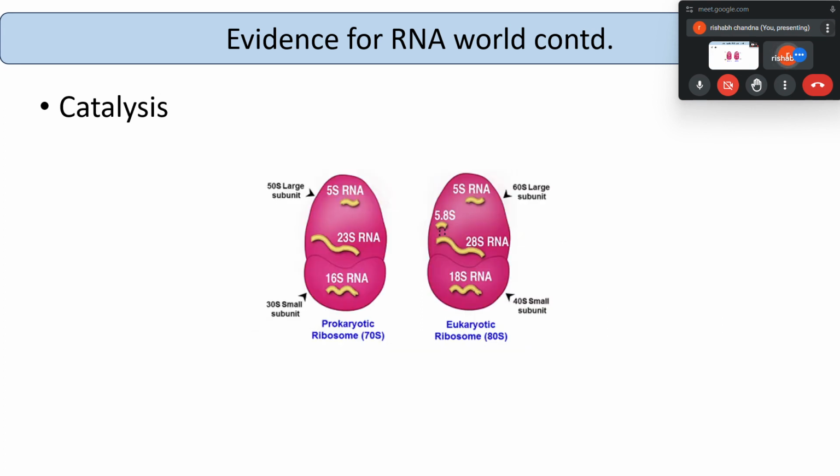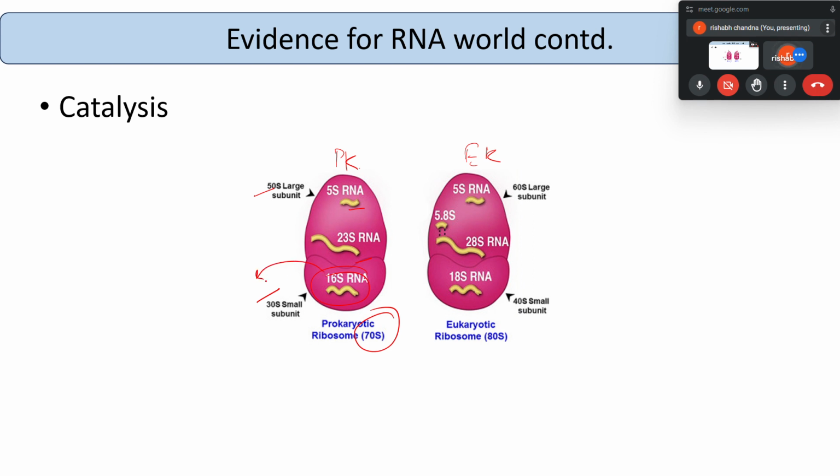So this is the structure of the ribosome. This is the prokaryotic ribosome, and this is the eukaryotic ribosome. The prokaryotic ribosome has two subunits. This whole is called 70S. The large subunit is 50S, the small is 30S. The 50S has two RNAs, 5S and 23S, and the small one has 16S.